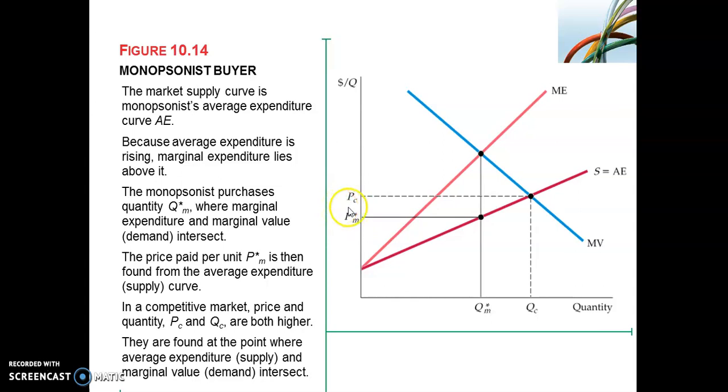What do you notice about the difference in the price paid by the monopsonist and the quantity? The quantity is lower than the output that would occur in a competitive market, hence QC, the output for the competitive market, as well as the price paid by the monopsonist. It is also lower than the price that would have been paid by another buyer in a competitive market. So under competitive market conditions, the quantity and the price would have been greater in both instances.